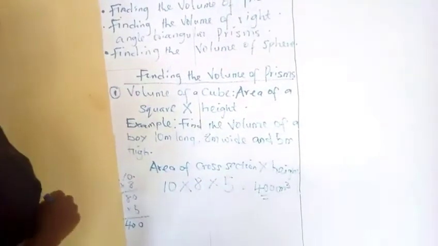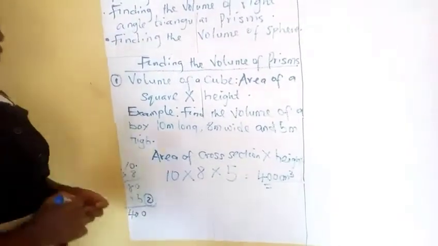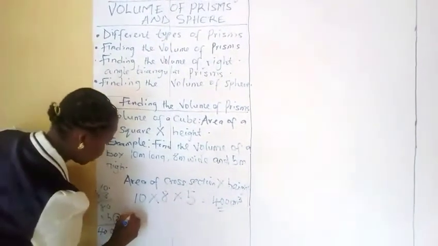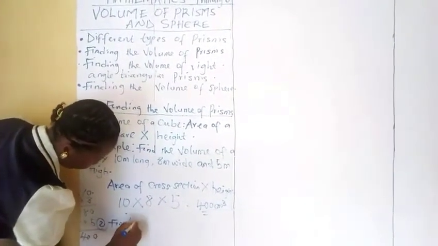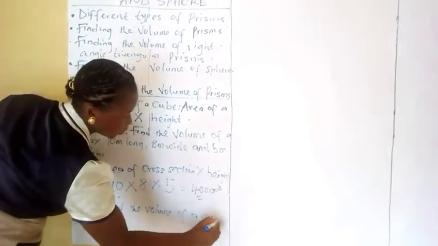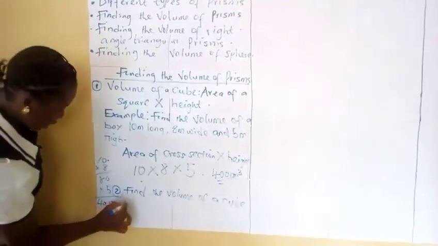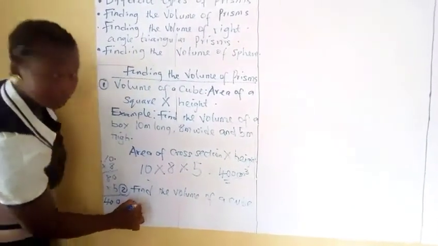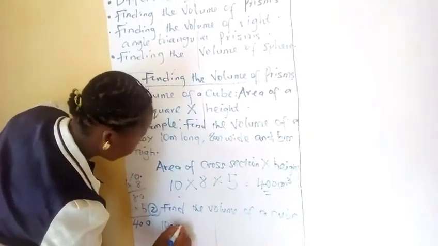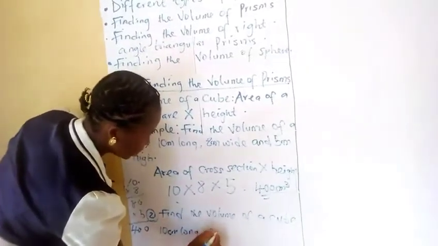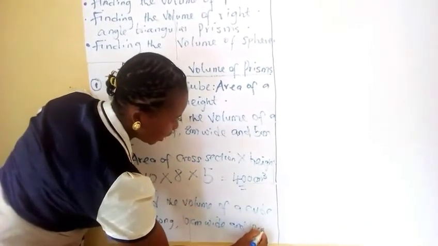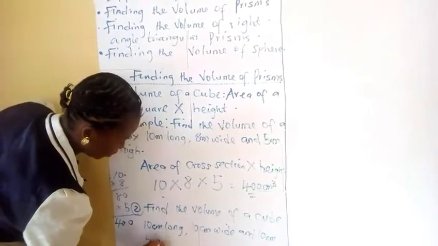Let's take another example, number 2. Find the volume of a cube 10 centimeter long, 10 centimeter wide, and 10 centimeter high. I know you can be able to do this one.